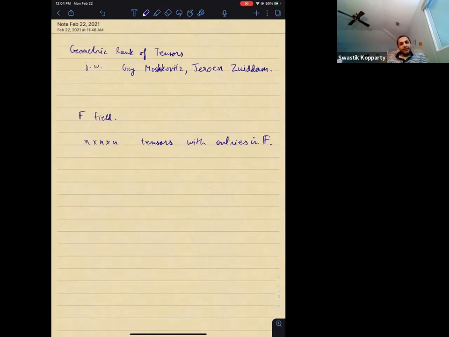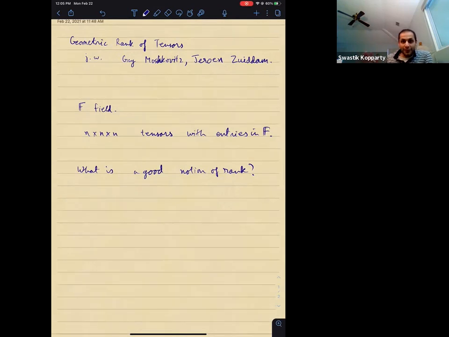And the main topic that I want to talk about is the notion of rank for a tensor, generalizing our familiar notion of rank for a matrix. So what is a good notion of rank? I will list a few commonly studied ones. Unlike the matrix case, there are many competing definitions of rank for tensors. They all have nice and interesting properties and uses, and things get much more complicated with tensors.